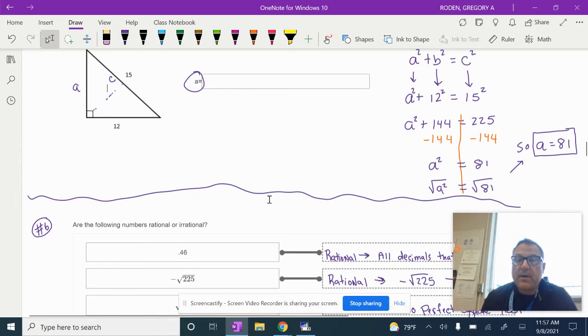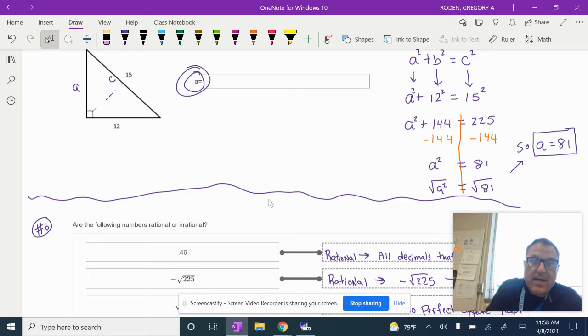So I do the math here. A squared, don't know what that is, but I know 12 squared is 144, and I know 15 squared is 225. Now, in this case, I'm not trying to find a hypotenuse, I'm trying to figure out what a is, so I have to subtract here to get a squared by itself. So I subtract 144 on both sides, and I get a squared equals 225 minus 144, which is 81. Okay? Now, remember, I get a squared equals 81. I don't want to know what a squared is. I want to know what a is.